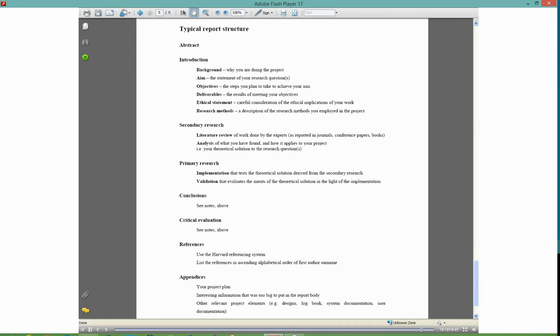As you read something in the literature, make notes in this document. As you do something in the primary research, write it up in this document. At the end of the project, you can edit the working document to produce your final report. And remember, the abstract is the very last thing that you write.